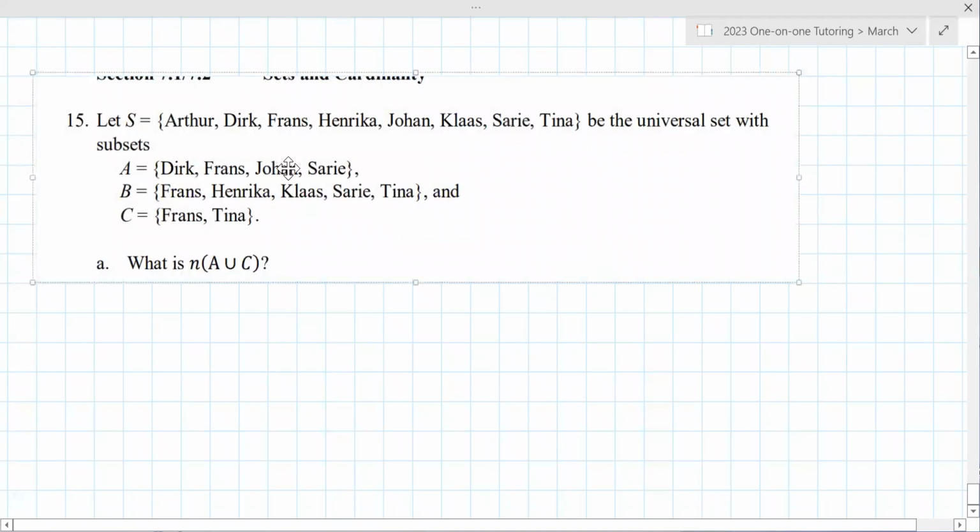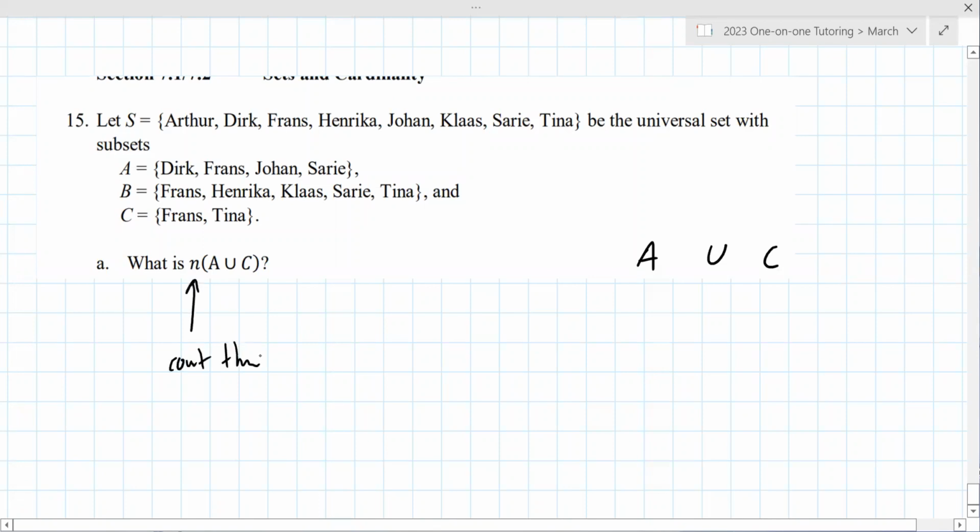This looks like a WebAssign question. S is the set of Arthur and all these different people whose names we don't use very often. Let's go down to this. The notation here could be something you've not seen in a while. A union C is a set. It's literally a set, either A or C, could be in one or the other or both. But this N, very importantly, means just to count them.